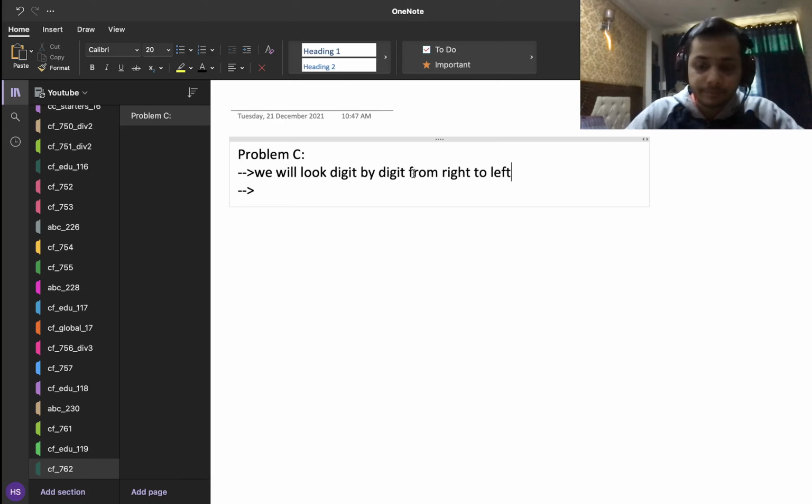Obviously. Then what happens is, since we have two strings A and S, it makes sense to keep two variables. We will keep two pointer variables.